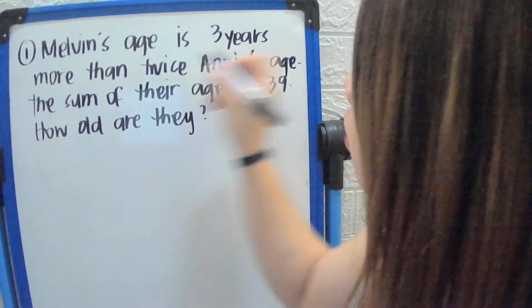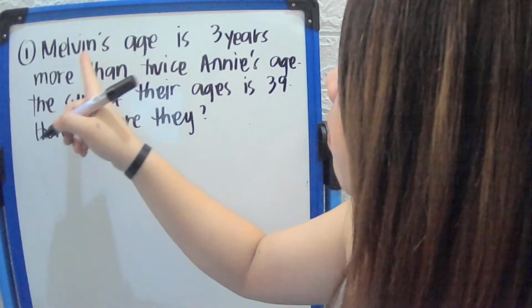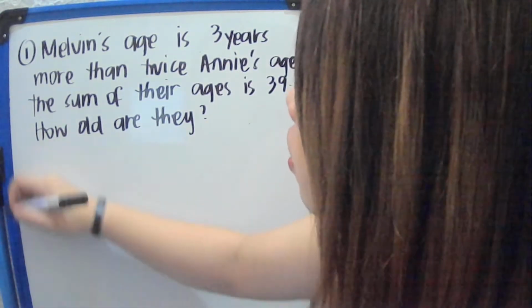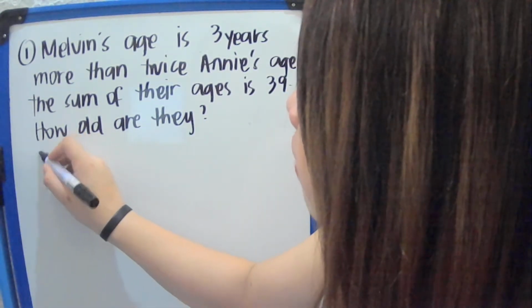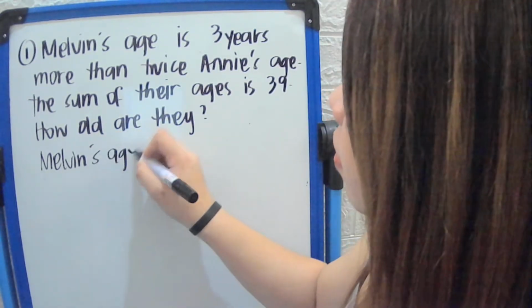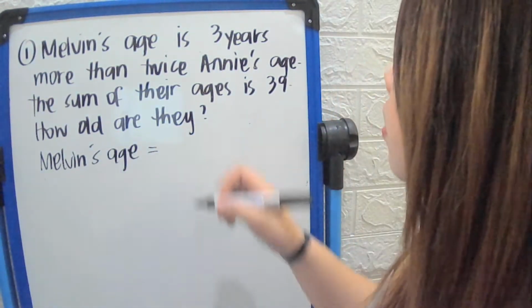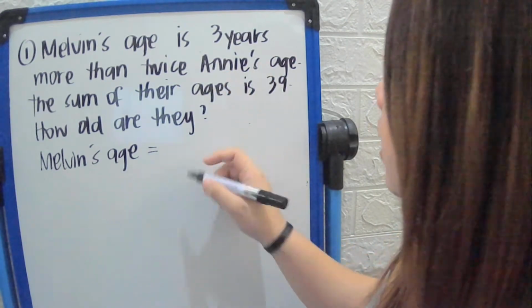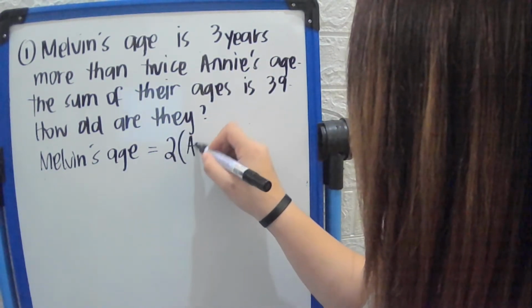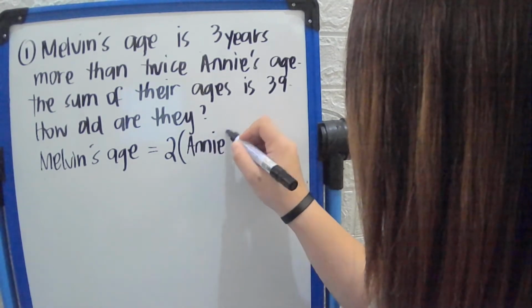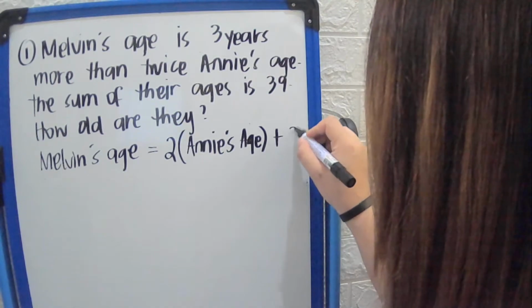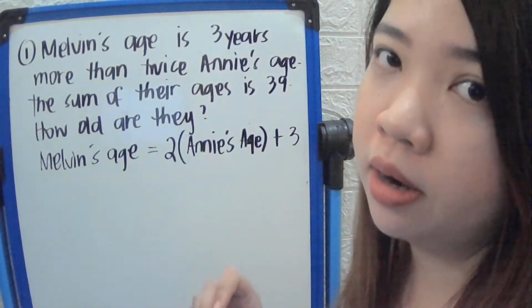So the first condition states that Melvin's age is 3 years more than twice Annie's age. So with that, we write Melvin's age is equal to twice ng age ni Annie. So that will be twice, meaning 2, twice down ng age ni Annie, dagdagan daw ng 3 kasi 3 years more.